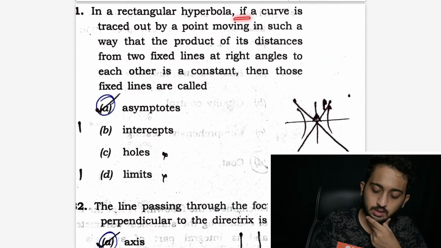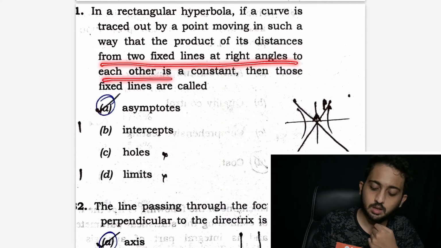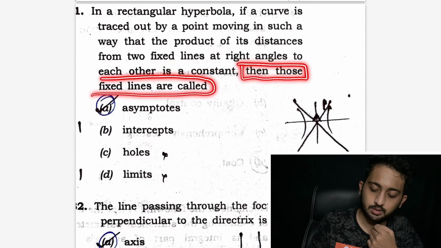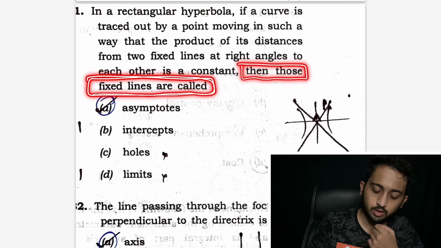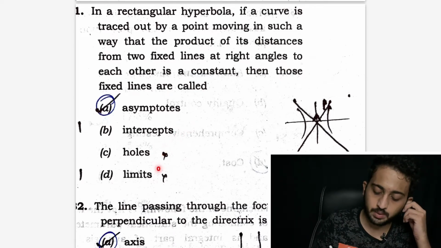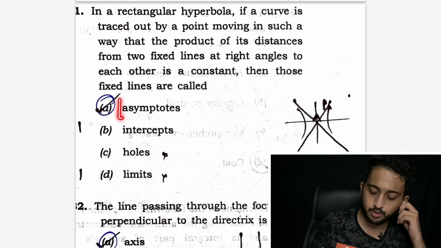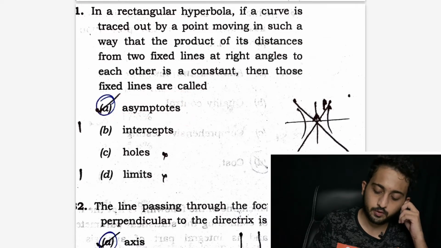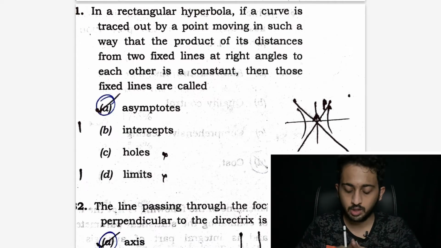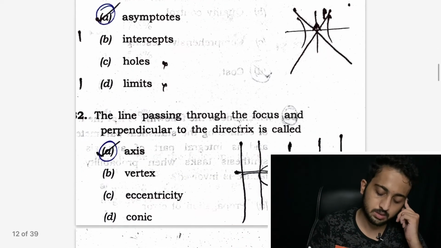For this particular question, read the question. If a curve is traced out by a point moving in such a way that the product of its distances from two fixed lines at right angles to each other is constant, then what are those fixed lines called? If you focus on this particular line, he was asking about the lines. Since he was asking about the lines, intercepts would not be the answer, holes would not be the answer, limits would not be the answer. And also we know asymptotes is the only option which is satisfying this. So even if you don't know the answer, you can mark this.